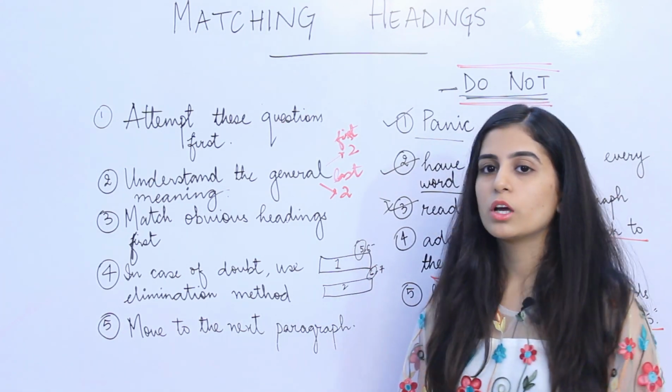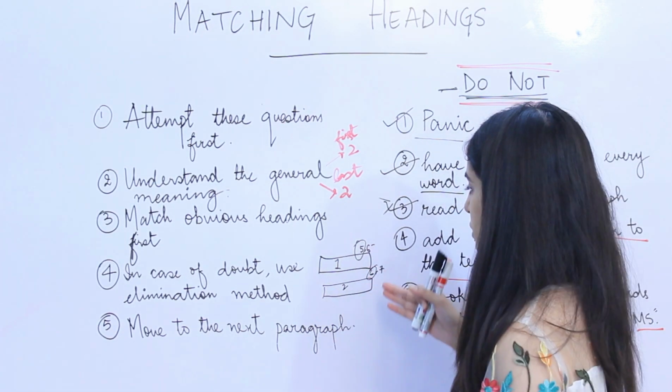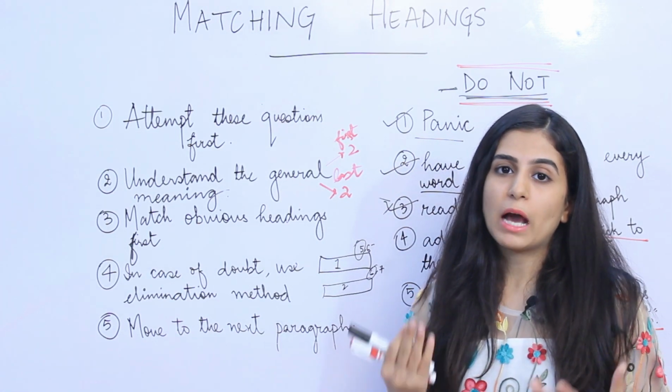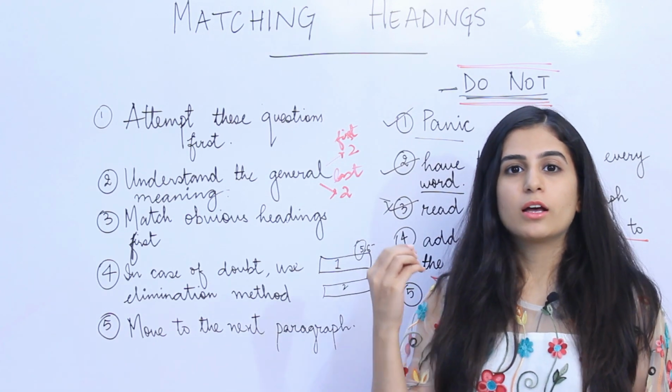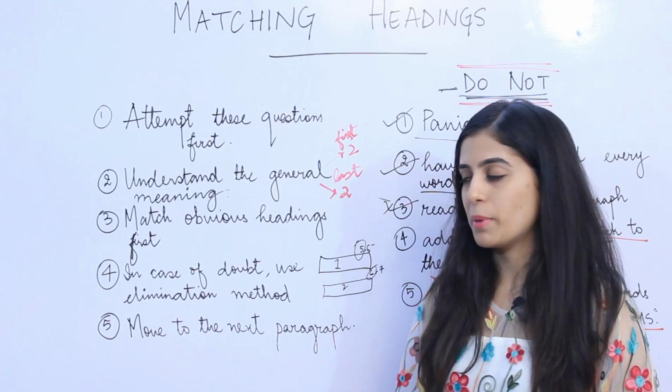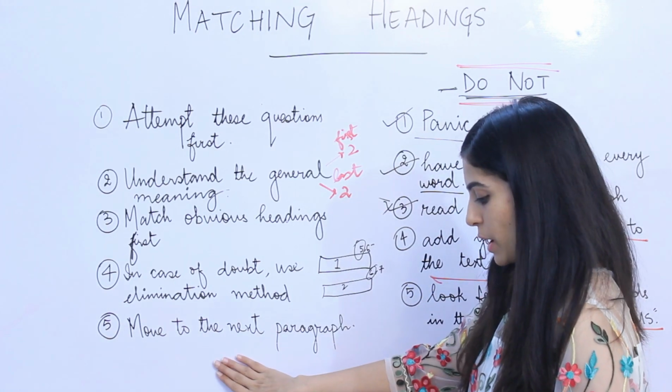In case of doubt, use the elimination method. I just explained it. You just have to write down the heading numbers that you think would suit the paragraph and go on to the next paragraph.